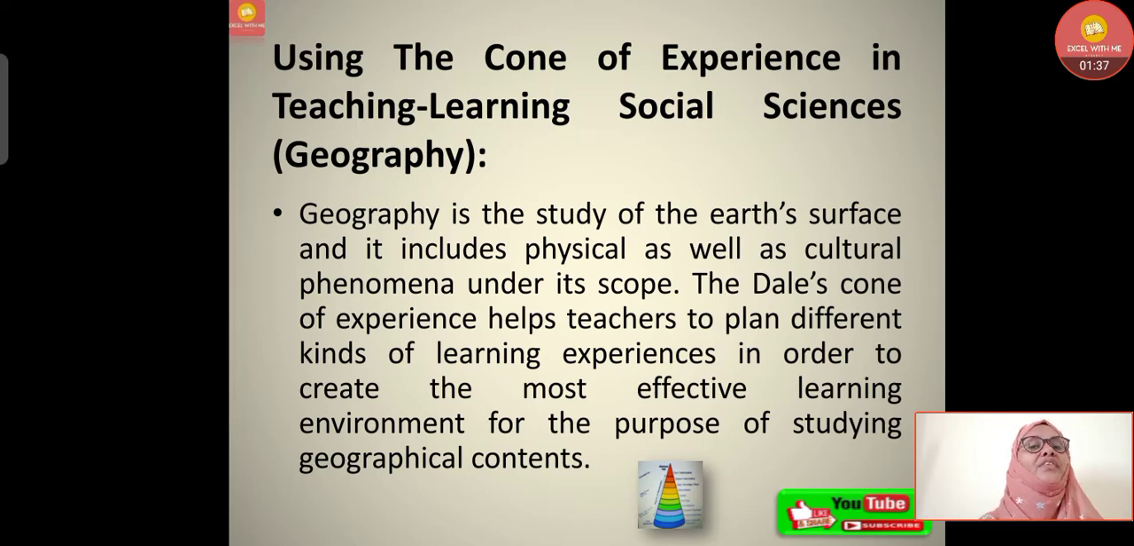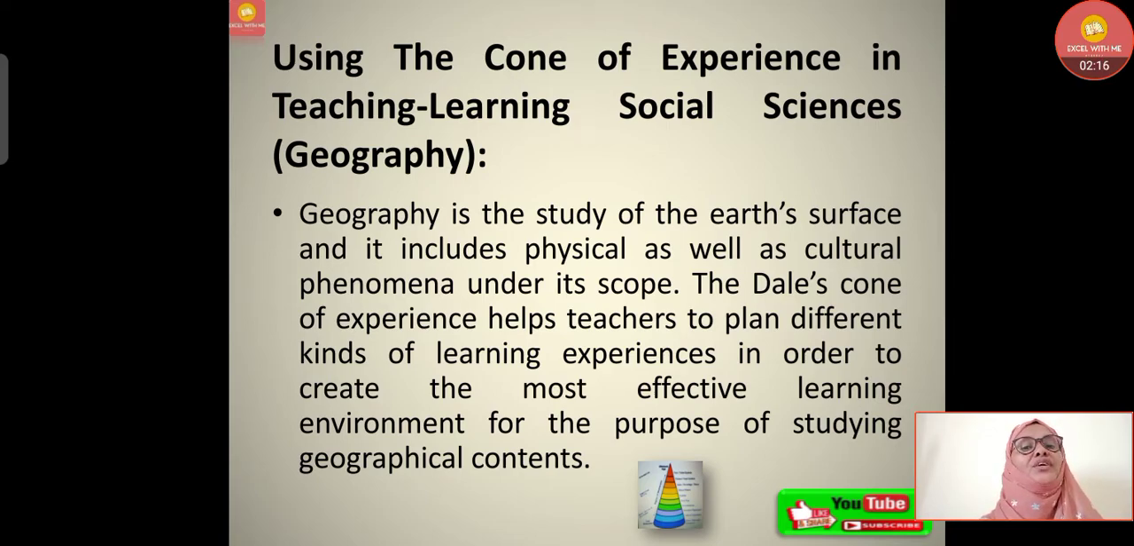Now, using the cone of experience in teaching learning social sciences, I'll take examples especially from the geography discipline. We have many disciplines in social sciences: history, political science, economics, humanity, anthropology, and a number of others. But in the school curriculum, we take 4 main disciplines, that is history, geography, political science and economics. Today I am going to take the example of geography, and how at each stage teachers can take the help of this cone of experience.